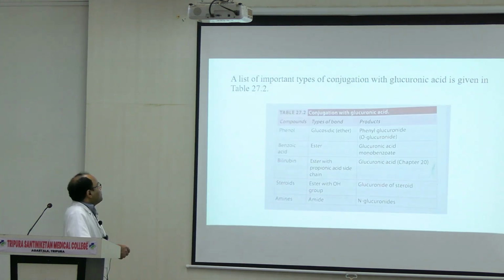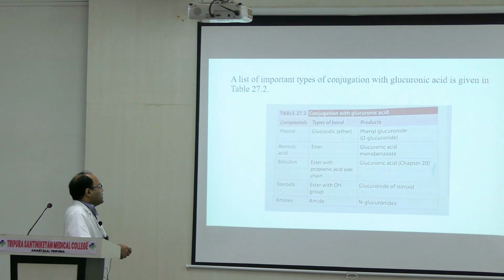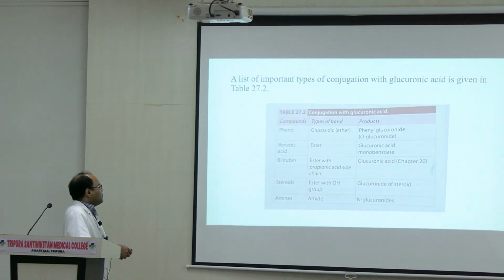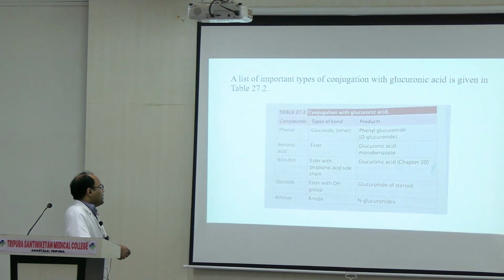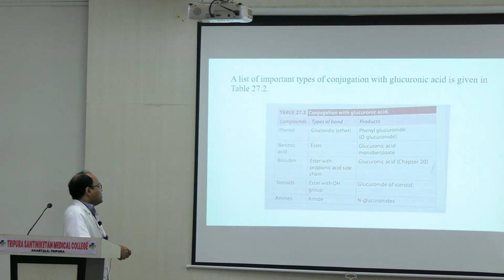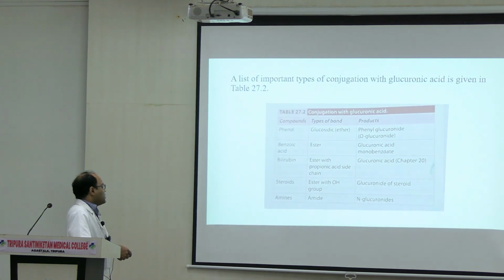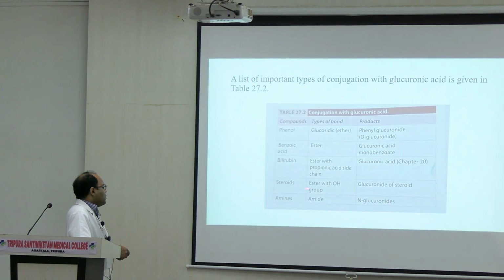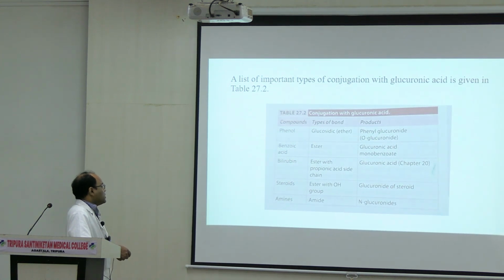There are some examples. Conjugation with glucuronic acid: phenol, type of bond glucosidic bond, product phenyl glucuronide. Benzoic acid, type of bond ester bond, product glucuronic acid monobenzoate. Bilirubin, ester with propionic acid side chain, product is glucuronide. Steroids, ester with OH group, produces glucuronide of steroids. Amines, type of bond amide bond, and product glucuronides. These are examples of glucuronic acid conjugation.